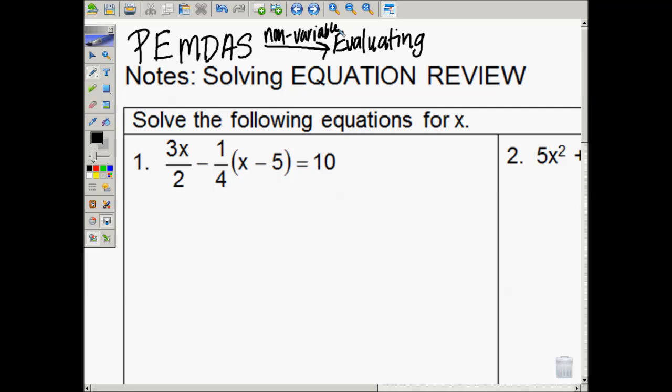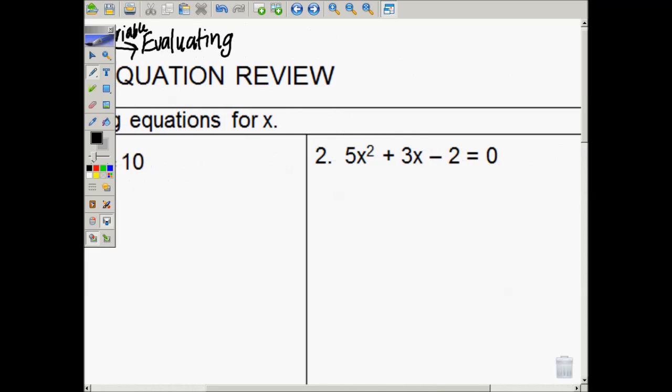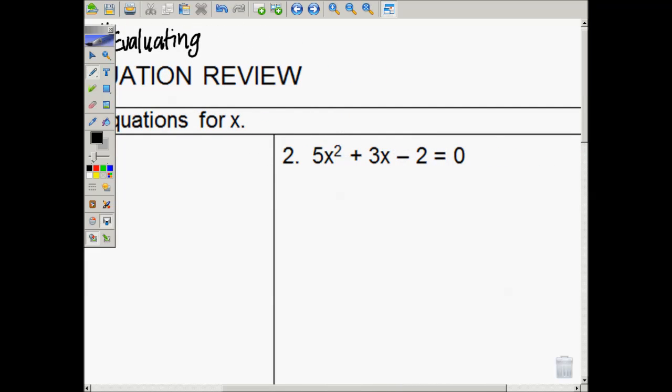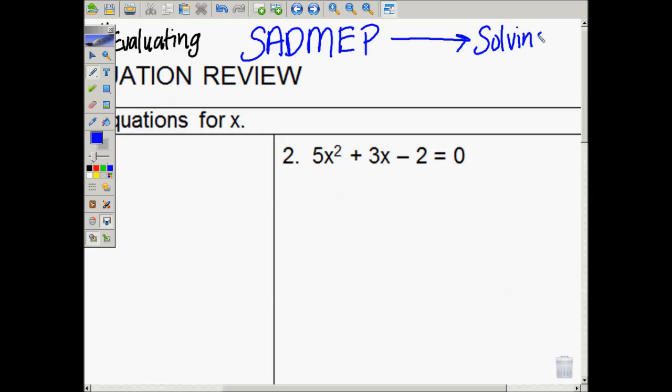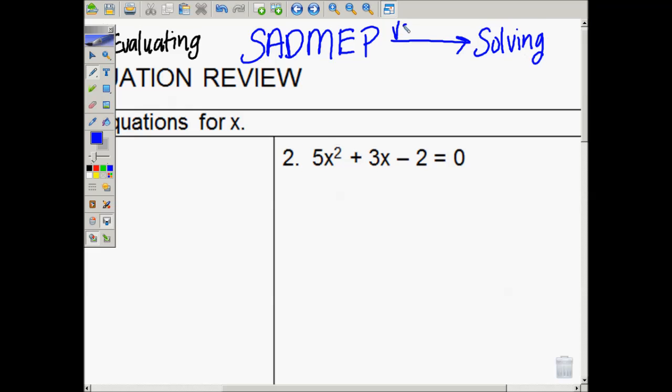However, when you are solving, we're not using PEMDAS. We're using what I call SADMEP. Did you make this up? I guess. No. SADMEP. Okay? SADMEP is essentially PEMDAS backwards. SADMEP is for when you are solving. And when you are solving for something, that typically means that there is a variable, and your goal is to get that variable alone.